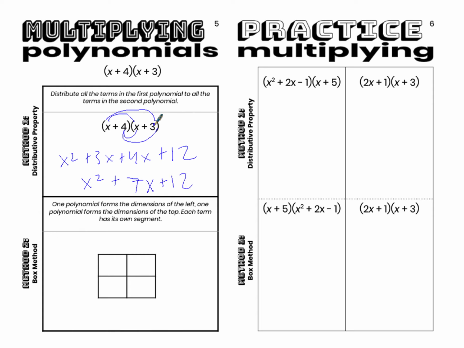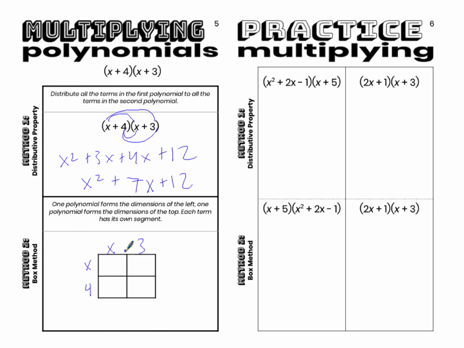For a binomial times a binomial, the distributive property is a really efficient, great method. When we get to trinomials and larger, the box method helps us to organize our work. So multiplying together two polynomials, we could think of this as finding the area of a box with a dimension x plus 4 as well as a dimension of x plus 3.